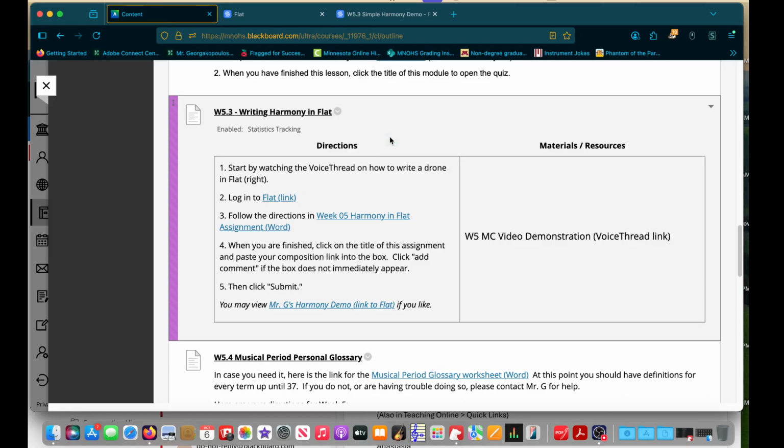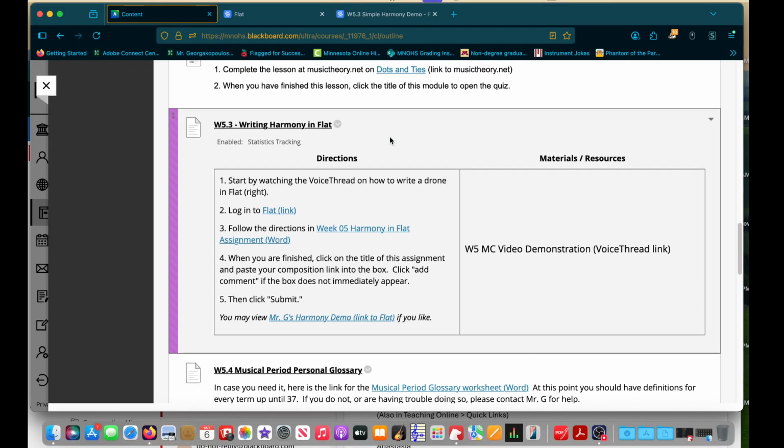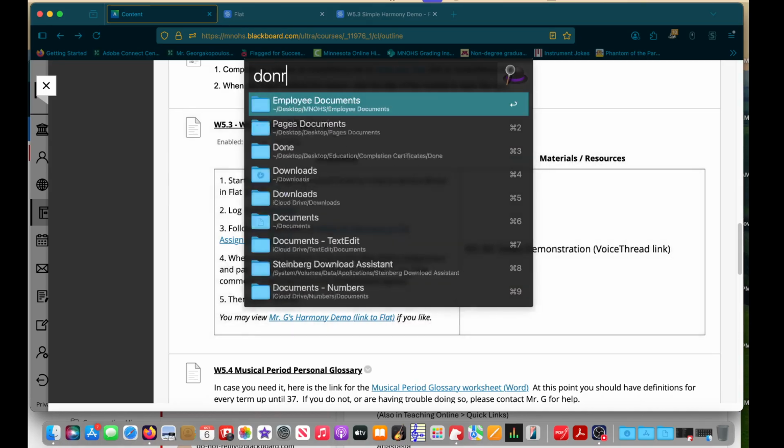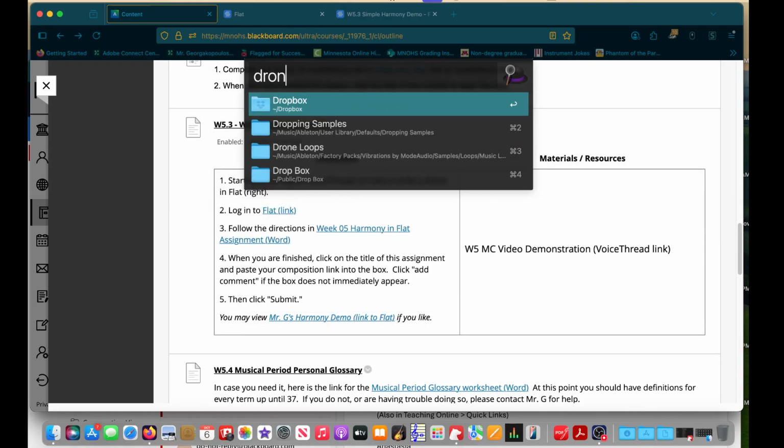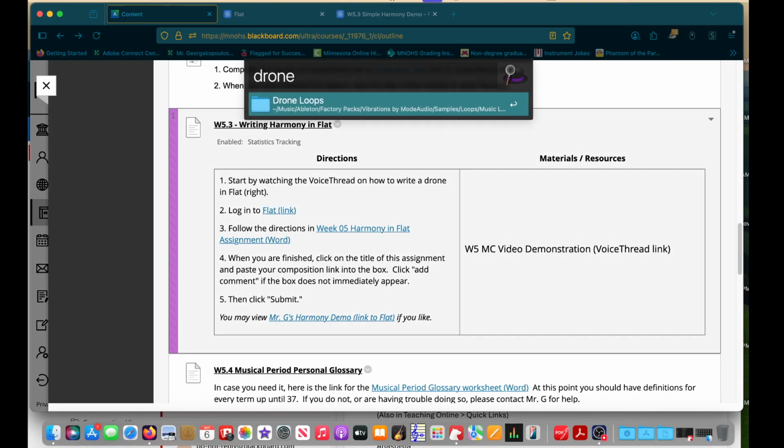Instead, you're going to be writing a very basic harmony line for what you wrote in week 4. This basic harmony line is called a drone. And no, I don't mean the ones that fly. A drone, just like I said, is a very basic harmony line that supports a melody or a bigger composition. You will be using what you wrote in week 4 and adding a drone to that.